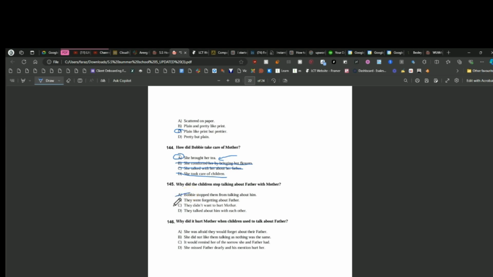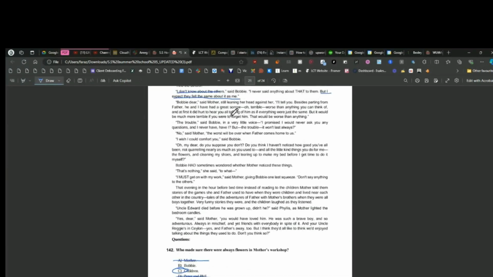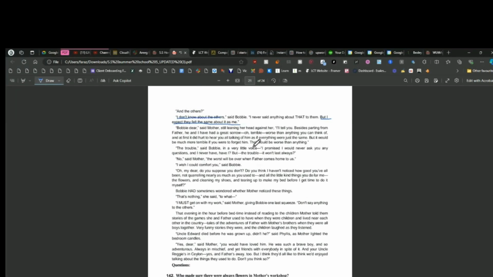So Bobby stopped them from talking about him. Nope. They were forgetting about him. No. They talked about him with each other. Yeah, no, it's C here. So C is basically explaining that they don't want to make Mother upset. And hurt here, it doesn't have to be physically hurt. You can still mentally hurt someone if you're saying something mean or rude. And while this isn't rude, it's basically making her upset, is what they think.